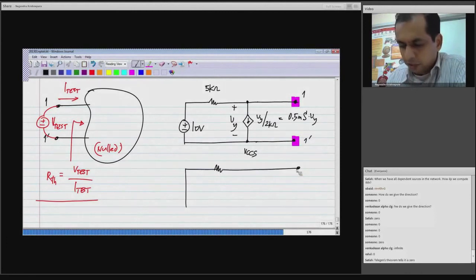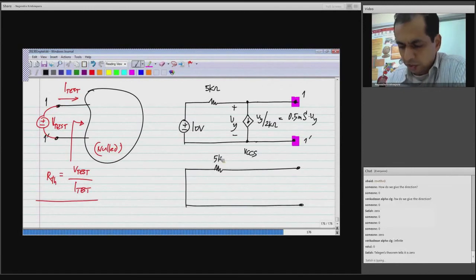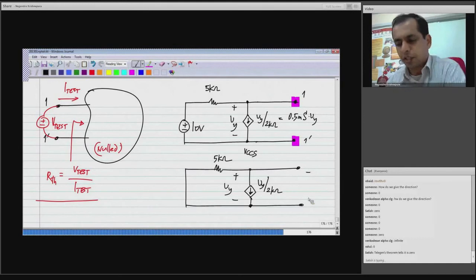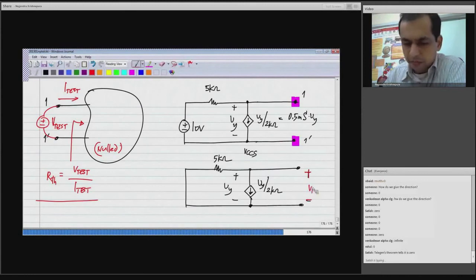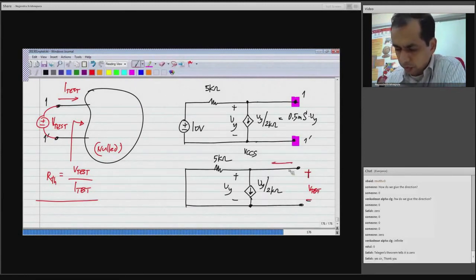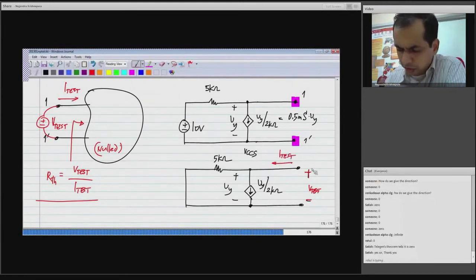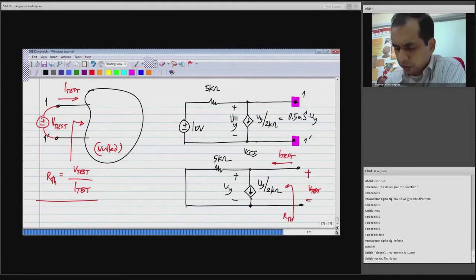For that you set the 10 volt source to 0, so that becomes a short circuit. We have 5 kilo ohms here, and we have Vy, and all these things will remain exactly the same. You don't change anything in the dependent source. Then you apply this V test and find I test. The ratio of the two will give you RTH looking into this.